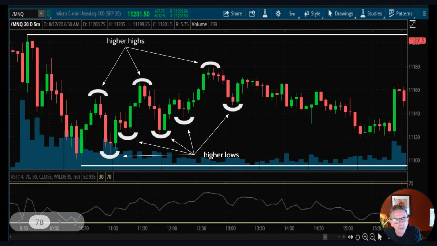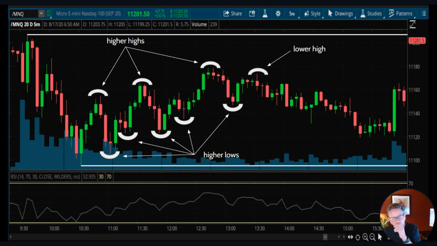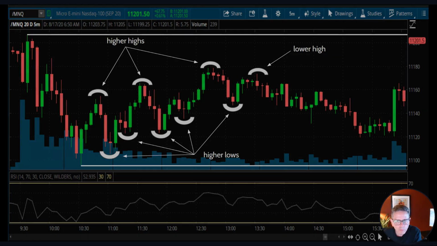This is where you want to get in again. You see it goes higher, higher, and higher. So you have higher lows and then higher highs. And then once you get to this level here, this is where you want to get out because the market's going down. So you have a lower high, and that's where you short or you get out of that trade.